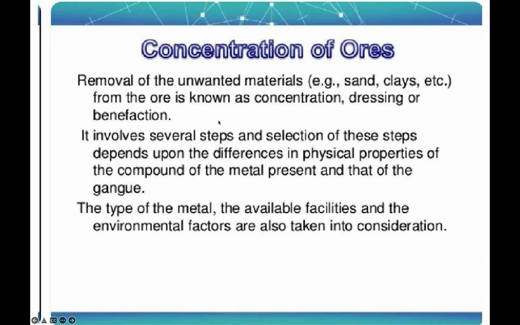You see, when you get the minerals from the earth's crust, we have got many unwanted materials in it. So you have to remove that first from the ore. The process of removing unwanted material is known as concentration, dressing or beneficiation. Several steps are there, and we have to select these steps carefully depending upon the differences in physical properties of the compound of the metal present and that of the gangue, and the type of the metal, the available facilities, and the environmental factors. All these should be taken into consideration.